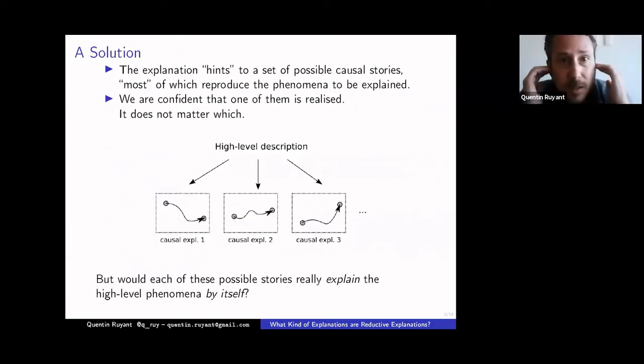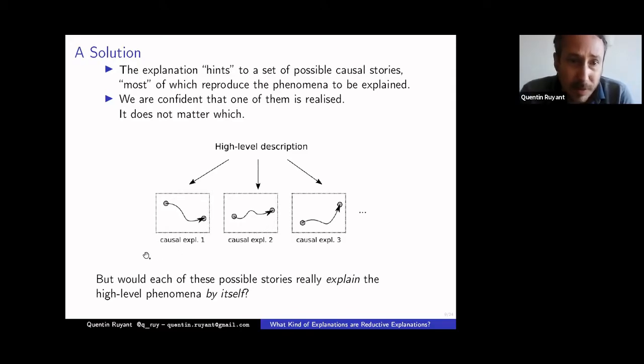But maybe this is not a big problem. You could say, well, the explanation hints to a set of possible causal stories, and most of the causal stories in this set will reproduce the phenomena that we want to explain. And we are confident that one of them is realized. And it does not matter which is realized. It doesn't matter which exact configuration of the atmosphere is realized, insofar as any configuration would scatter blue light.